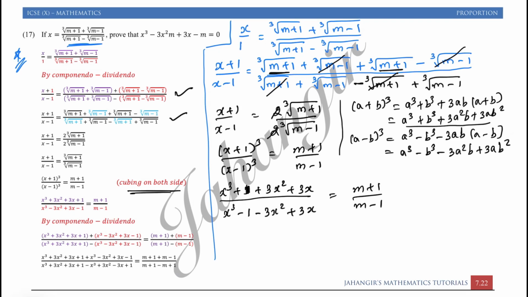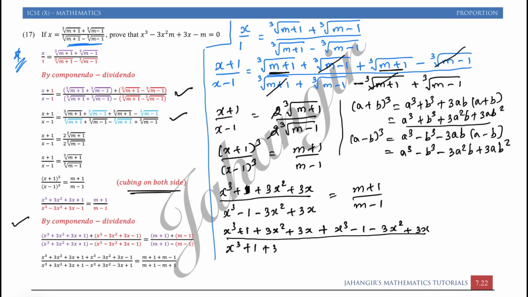Now again we will use componendo dividendo. It's written on your left side. So x cube plus 1 plus 3x square plus 3x. Now we will write plus in between, and denominator x cube minus 1 minus 3x square plus 3x, whole upon x cube plus 1 plus 3x square plus 3x.